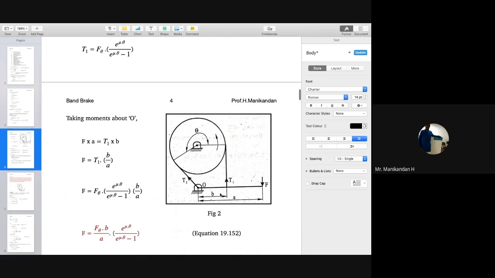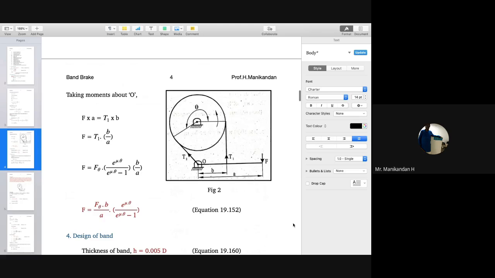Now take moment about O. Here you can see the figure. F into a is equal to T1 into b. F is equal to T1 into b by a, or instead of T1 you substitute this, F theta into e power mu theta by e power mu theta minus 1, into b by a. So this is the formula as given in equation 19.152 of the data book.